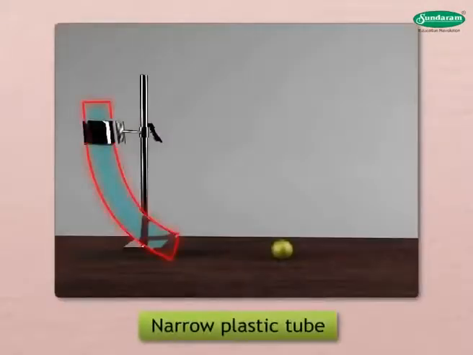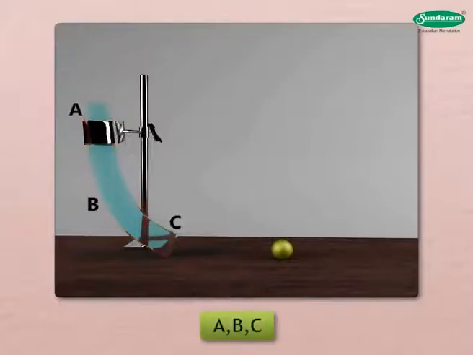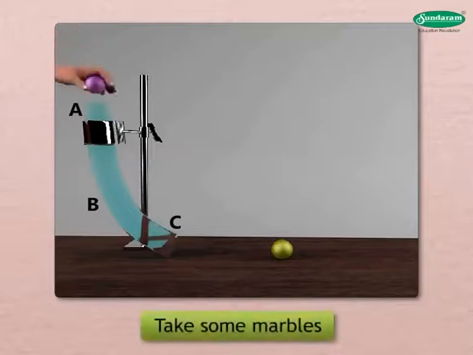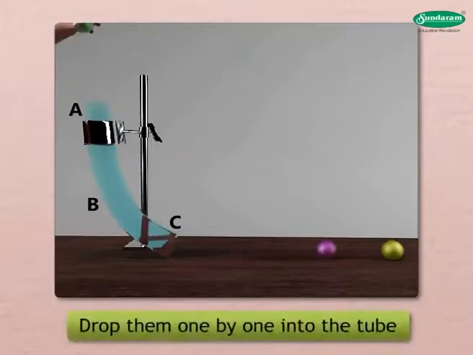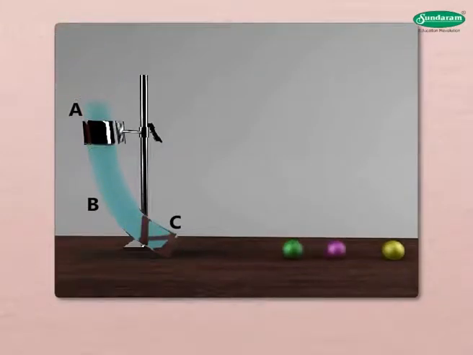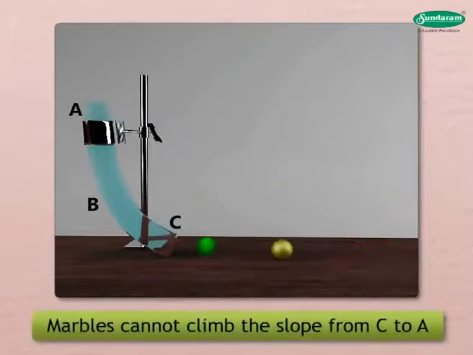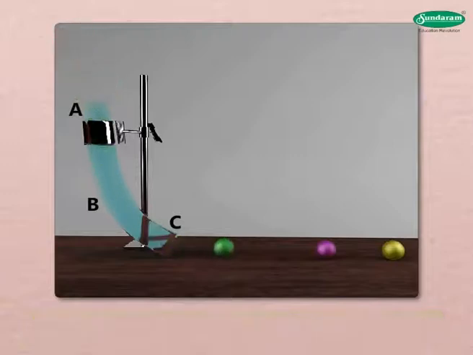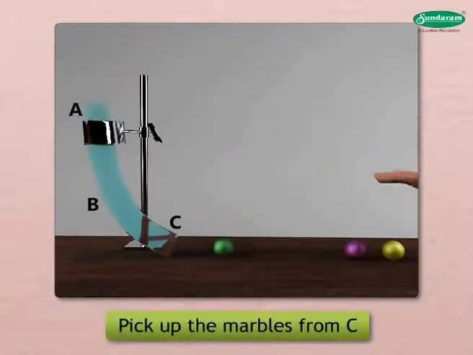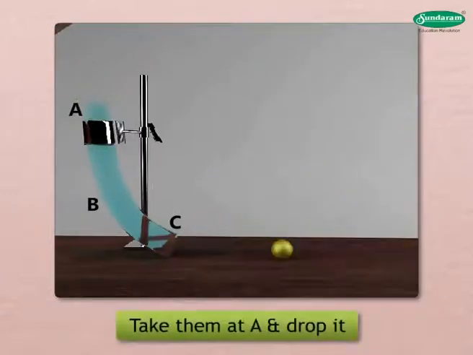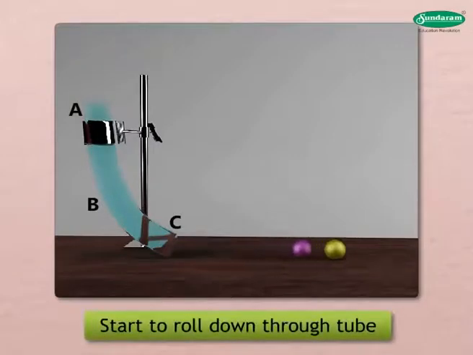We take a narrow plastic tube ABC and hold it vertical as shown. Now we take some marbles and drop them one by one into the tube from the end A. We observe that marbles roll down the tube. We can collect these marbles from end C. Now marbles cannot climb the slope from C to A, but if you pick up the marbles from C and take them at A and drop it, it will start to roll down through the tube.